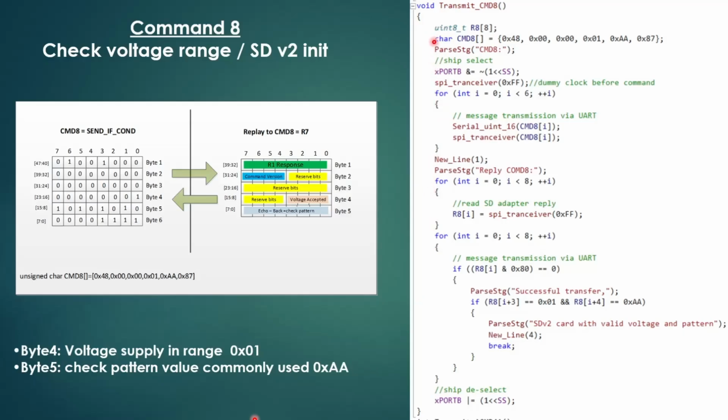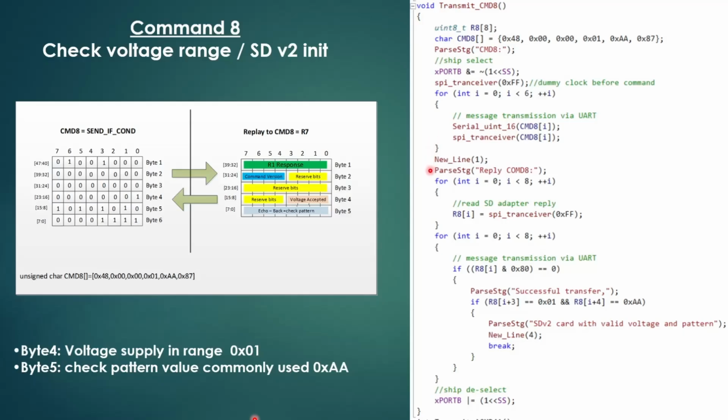So let's look at the code. Again, we have an array that has exactly the parameters that we need to transmit for command 8. Then we chip select the SDHC, and I send a dummy SPI transfer with 0xFF, which I have to do because that seems to work better. It's kind of like a wake-up message. Next, I send the 6 parameters to the SDHC and also to the laptop.